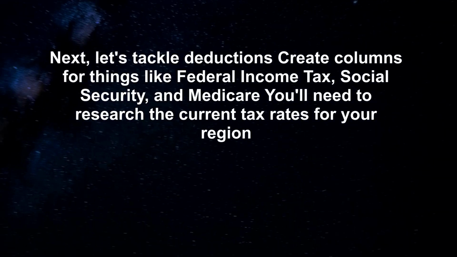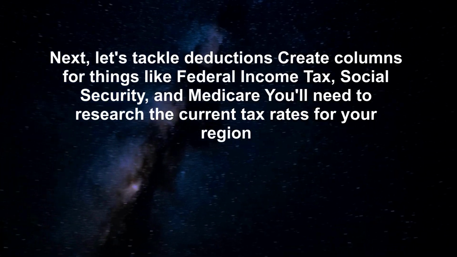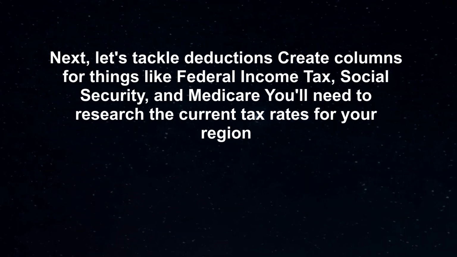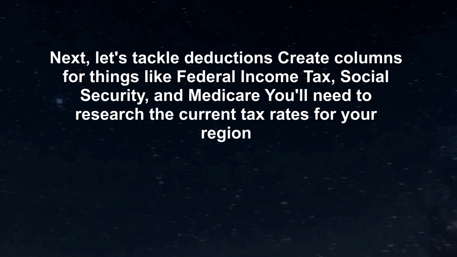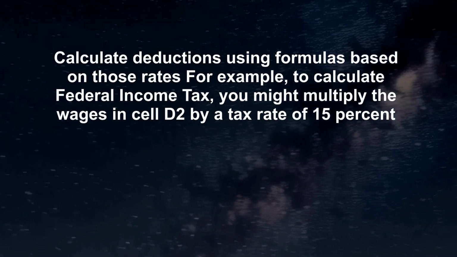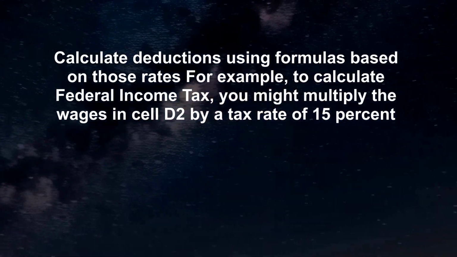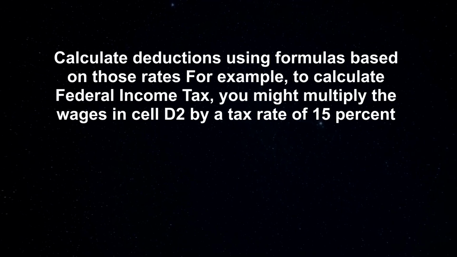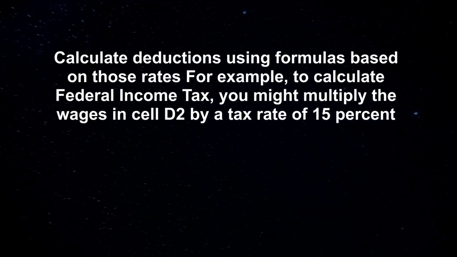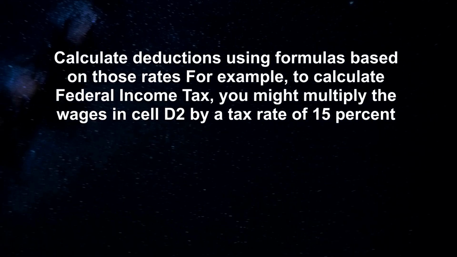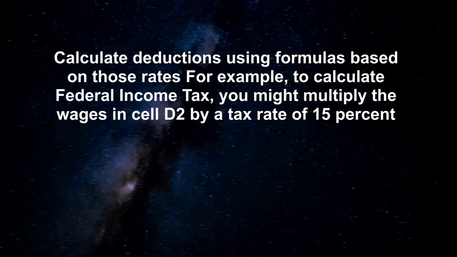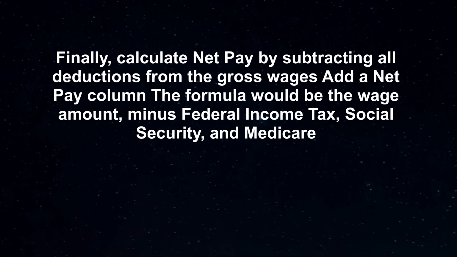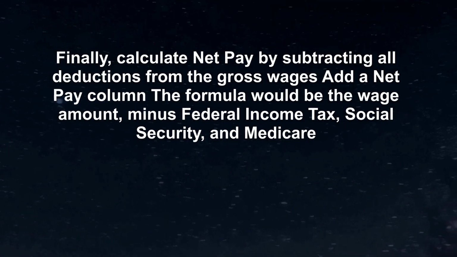Next, let's tackle deductions. Create columns for things like federal income tax, Social Security, and Medicare. You'll need to research the current tax rates for your region. Calculate deductions using formulas based on those rates. For example, to calculate federal income tax, you might multiply the wages in cell D2 by a tax rate of 15%.